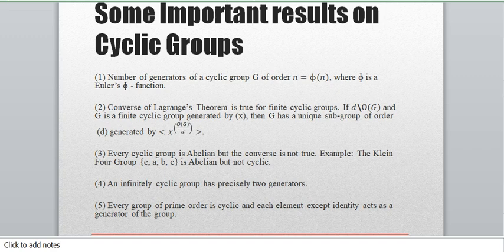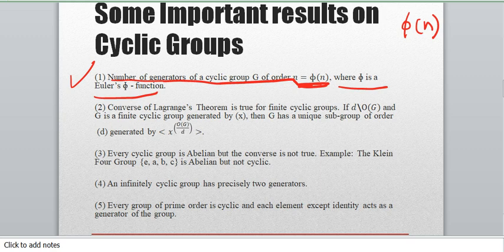Moving on to our first point for today. Let's select a beautiful color, and the beautiful color is red. The number of generators of a cyclic group G of order n is equal to phi n. That is phi of n, it's a function, where phi is Euler's phi function.